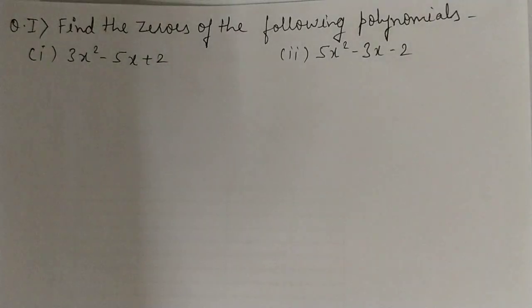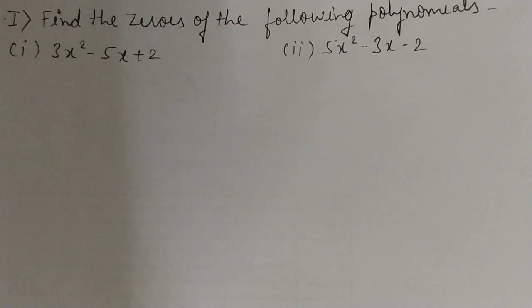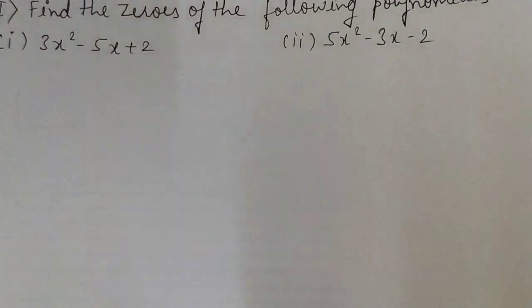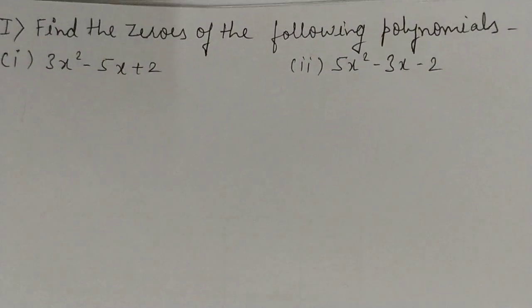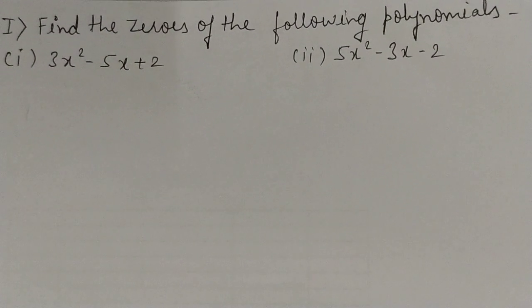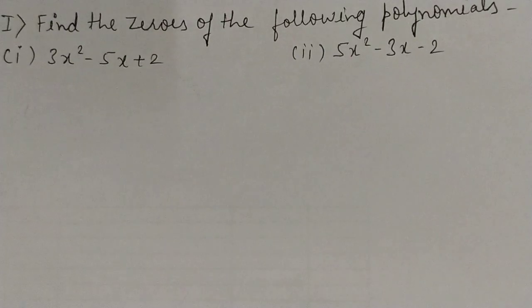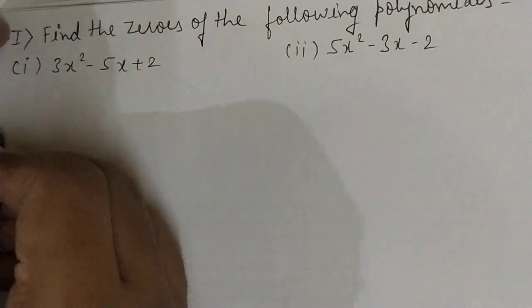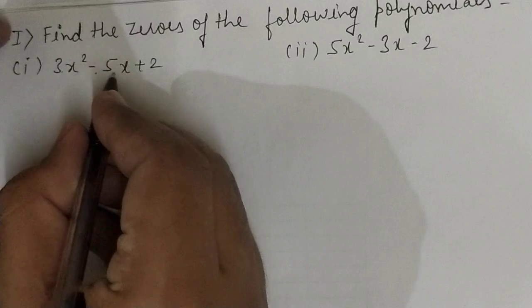Find the zeros of the polynomial. What do you have to find? You have to find the zeros of the polynomial. Yes, you can check. Find the zeros of the polynomial. First question, 3x square minus 5x plus 2.